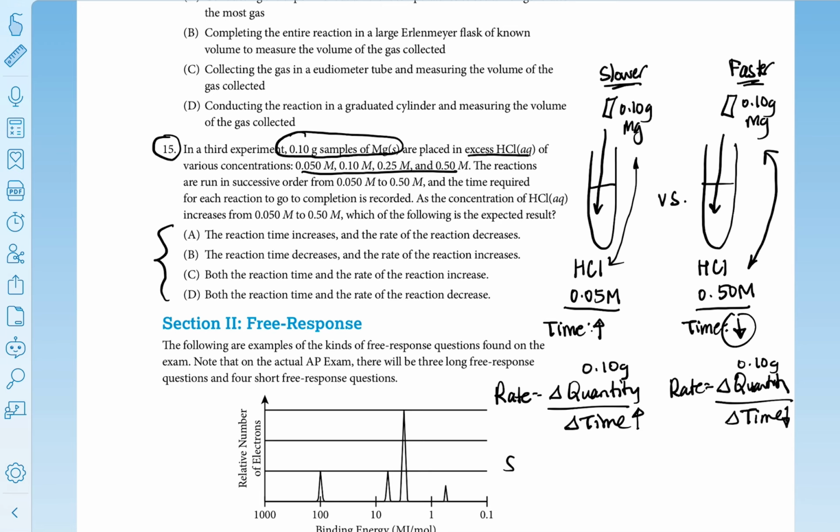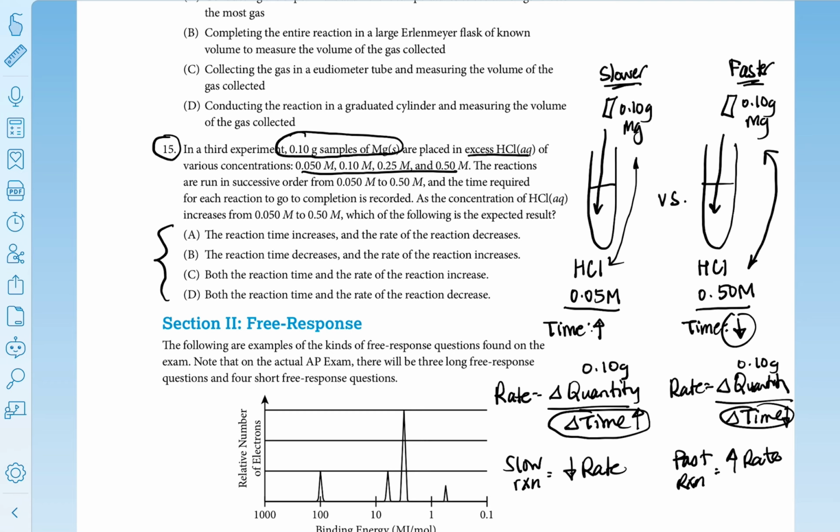So the slow reaction will give me a slower rate, or a lower rate, and the fast reaction is going to give me a higher rate. Okay, and again, that's because we have to look at our denominator, which is time here. That's going to change the mathematical value of rate.